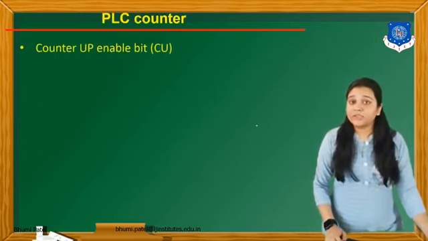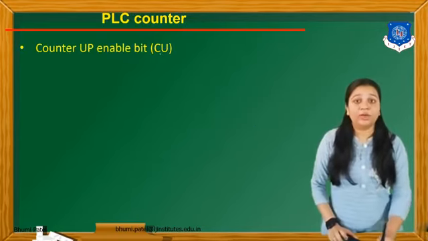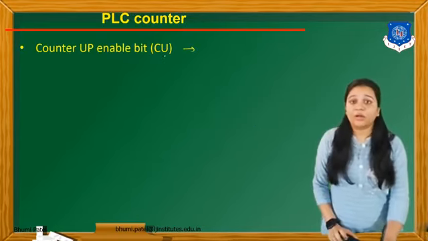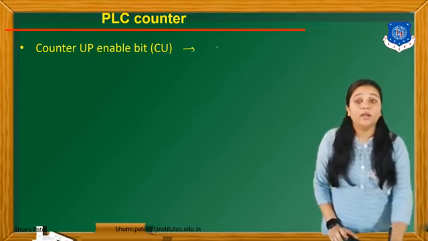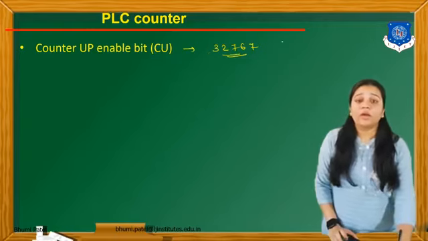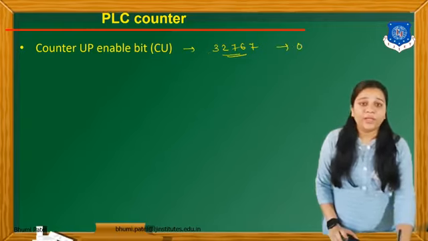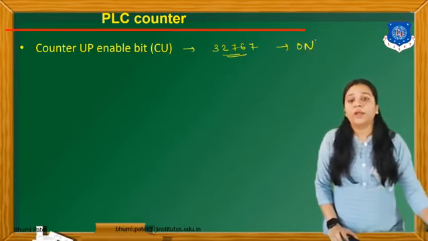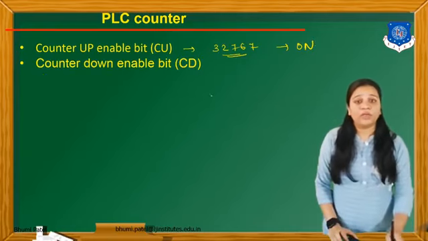Now the next is the count up enable bit. Okay, we can also connect the count up enable bit. It indicates the maximum count of this particular PLC program. It is 32767. So if my preset value reaches this value, the count up enable bit will be on. Okay, now the next one is the count down enable bit.